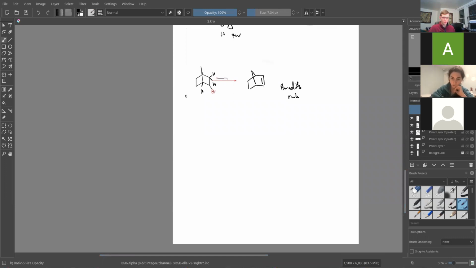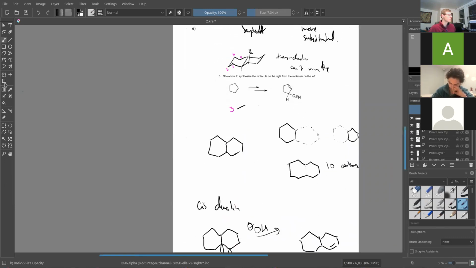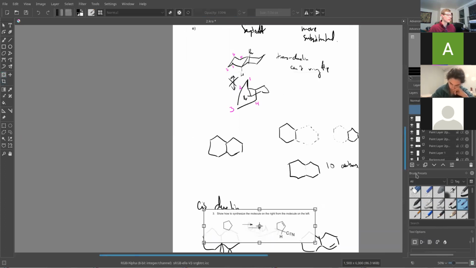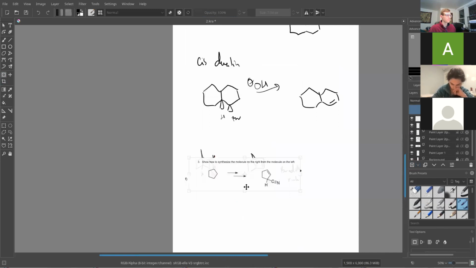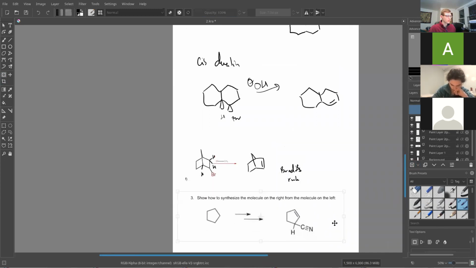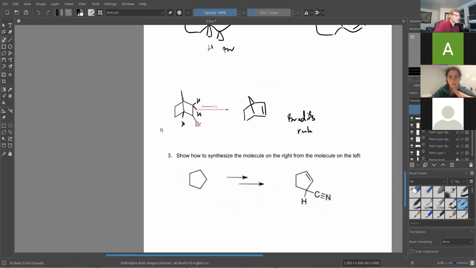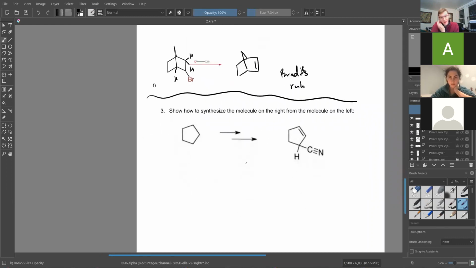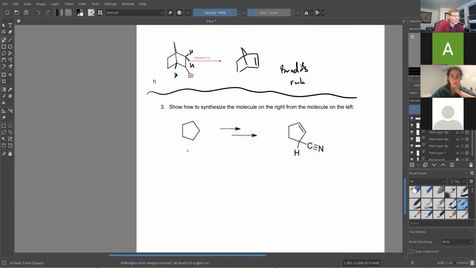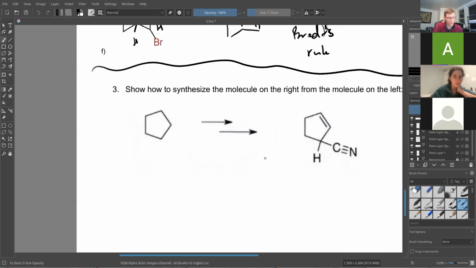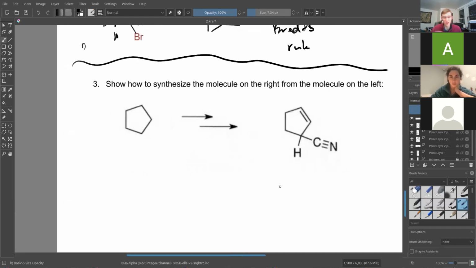All right, and let's get the next problem up. It's a synthesis problem, so this is fun. All right, synthesize the molecule on the right from the molecule on the left. All right, we can start this problem in two different ways. And in fact, it might actually work to go in both directions. So there are two things we can do.